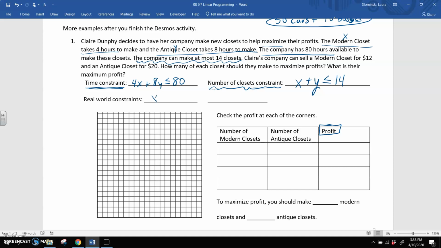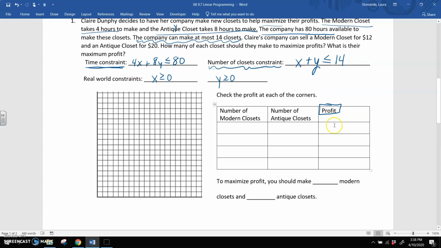Once again, the real world constraints: x is the number of modern closets, so I can't make negative closets, so x has to be greater than or equal to 0. And y is the number of antique closets, so once again, y is greater than or equal to 0. So now our goal is to take these 4 inequalities and graph them.